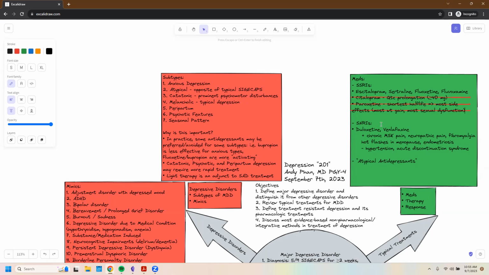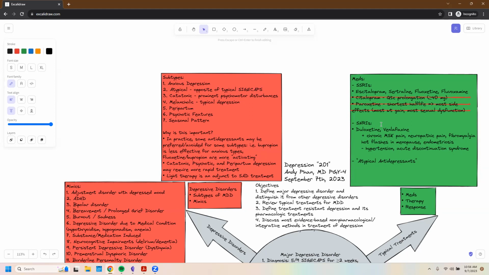Fluoxetine actually has the longest half-life. And so if you have questions about someone having questionable compliance, fluoxetine might be one that you would reach for, since it might be okay if they miss a dose or 2, since it'll still linger around in their system.